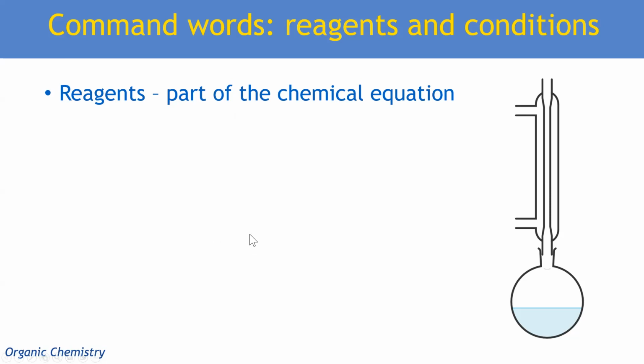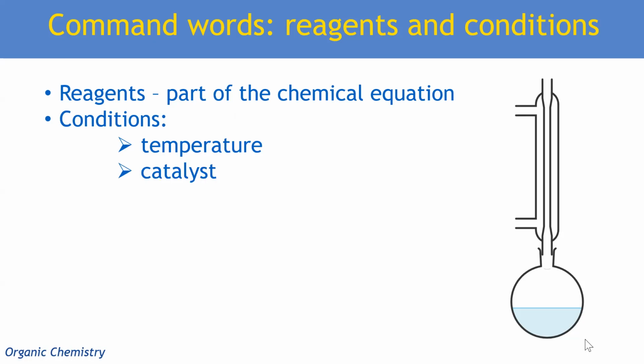Conditions can have way more information. So conditions could include temperature, could include a catalyst. So temperature for organic is normally not a specific thing. It's just whether we need to heat it or not. And if we're going to heat it, we know probably by now, we're normally going to heat it under reflux. That's just a rule. It's not a rule all the time.